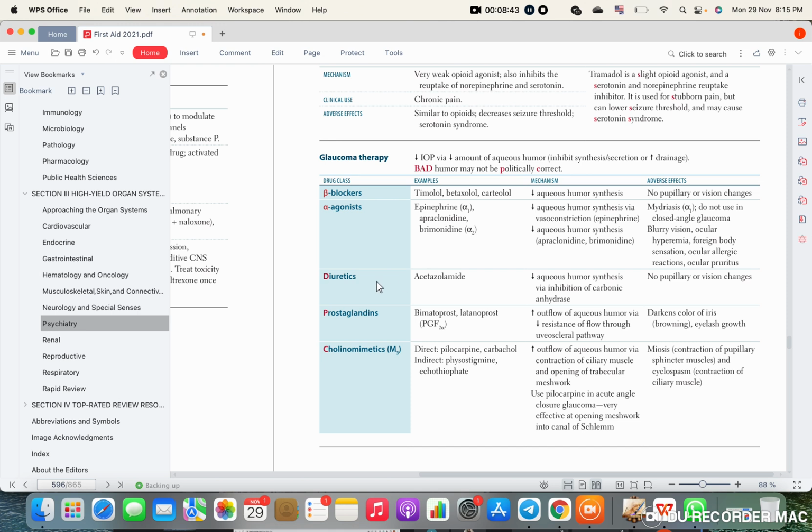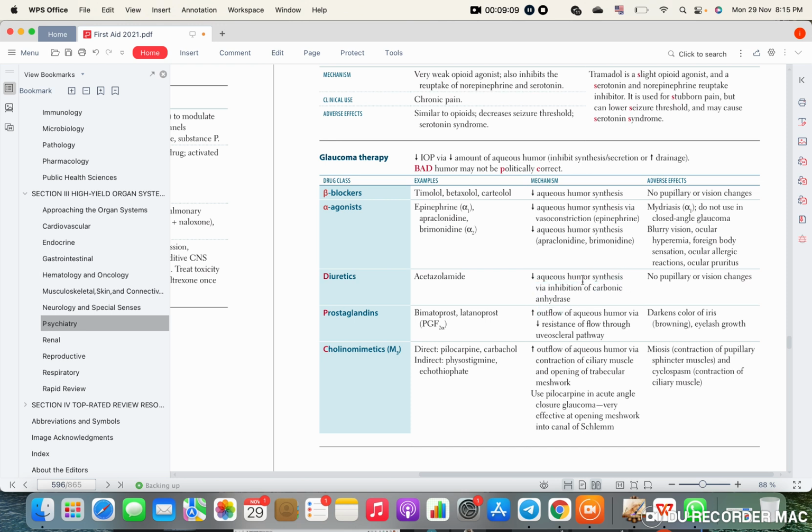So the next thing for glaucoma therapy, your main goal is to decrease intraocular pressure, by decreasing the aqueous humor, which is the fluid inside of your eye. How can you reduce that fluid? By using acetazolamide. How does acetazolamide work? It works by decreasing the aqueous humor synthesis via the inhibition of carbonic anhydrase.